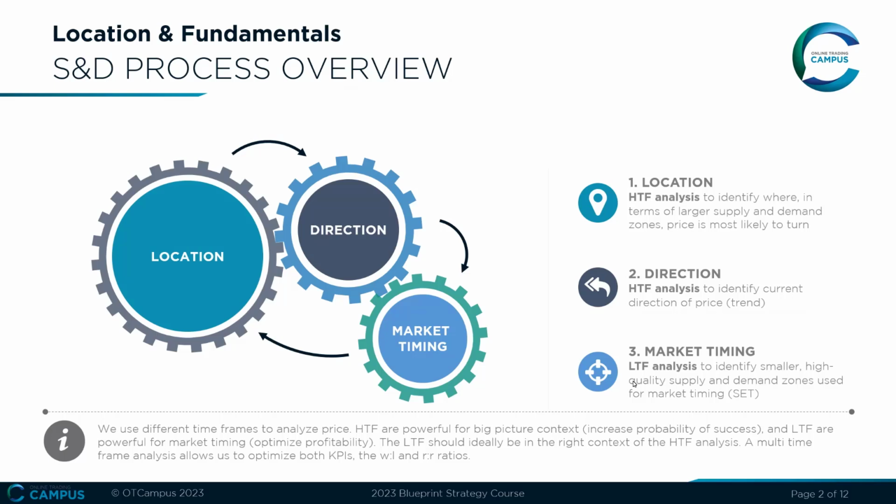So by the time we look at step 3 of the process, we'll know about the big picture context of price. We'll know about location. We'll know whether price is at wholesale or at retail, whether price is cheap or expensive. We'll know what the direction of price is. And therefore, we can then put our lower time frame supply and demand zones into the right context of our big picture supply and demand analysis, of our higher time frame supply and demand analysis.